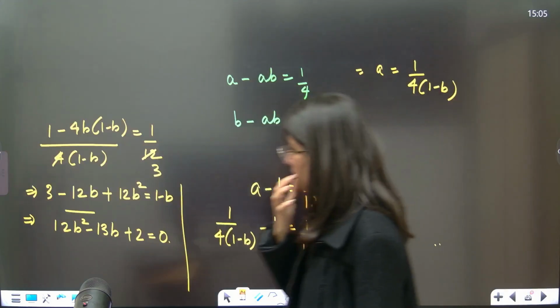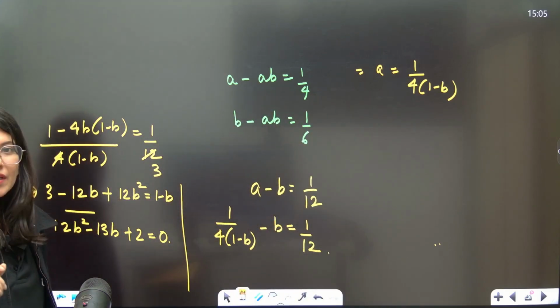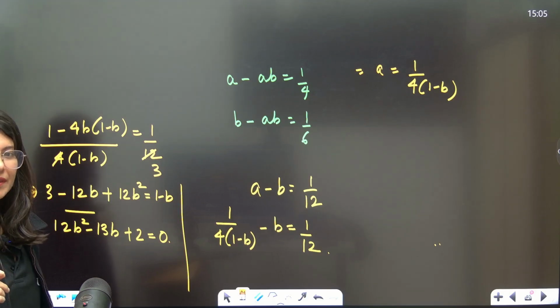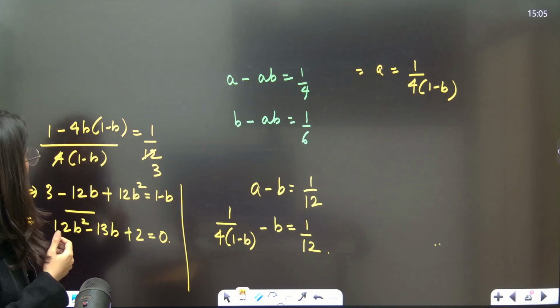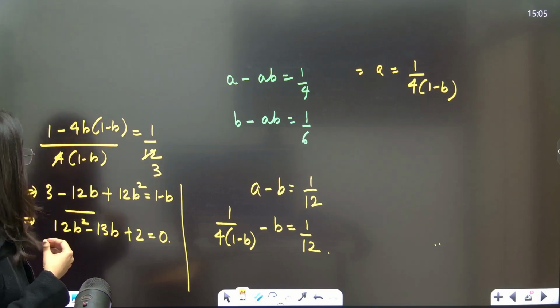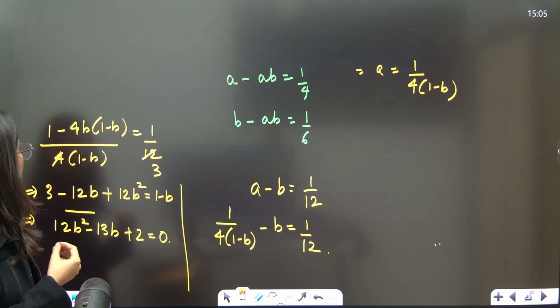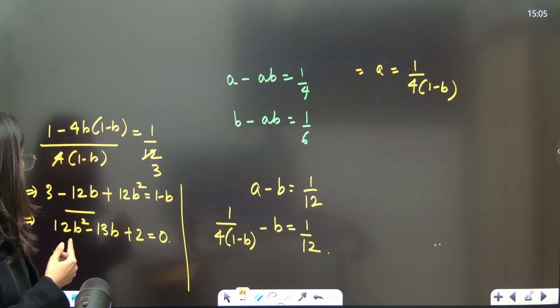Okay, let's see. So 12 and 2, 24. 24, so 8 3s are 24, right? Then 6 4s are 24. No, it is not actually happening. Have I done any mistake? 3 minus 4 3s are 12. And this is what? 1 minus B. So, oops.